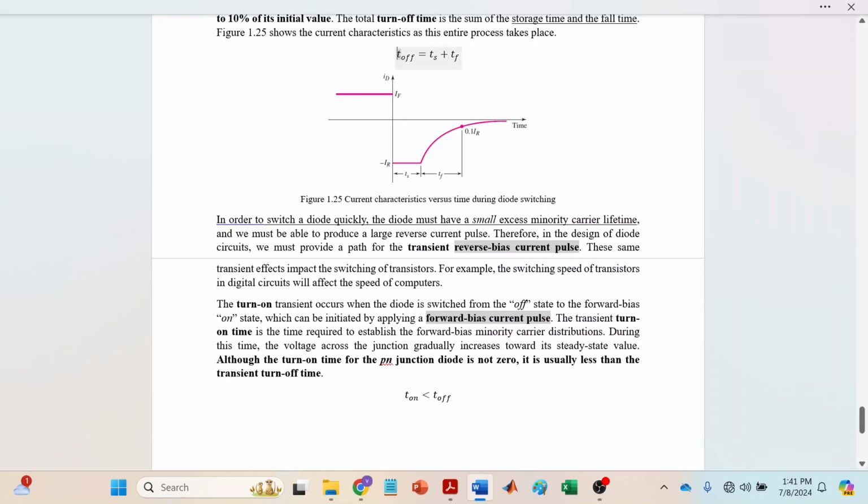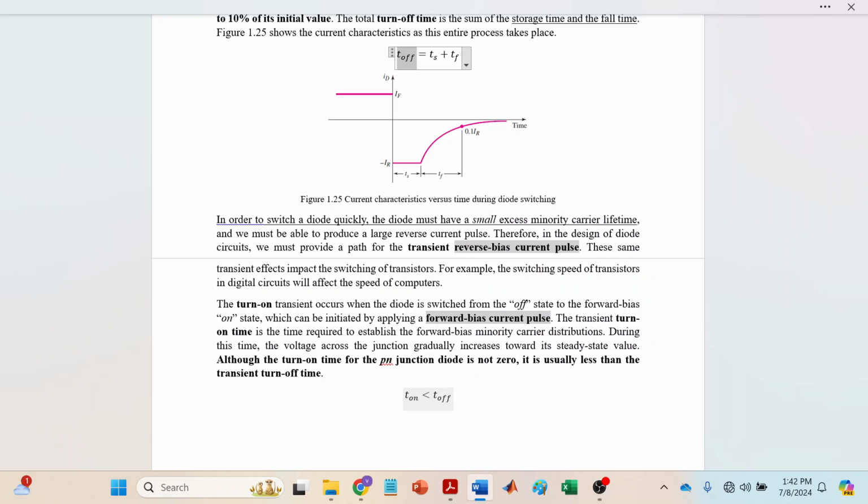As we have the turn off time, the time to switch from on to off, we also have the turn on time, the time to switch from off to on. And this is associated with a forward bias current pulse. It turns out that the turn on time, while not negligible, is much less than the turn off time. In the turn on time, the voltage across the PN junction gradually increases towards a steady state value. So it's a gradual increase, it's not instantaneous, but it is not exactly zero.